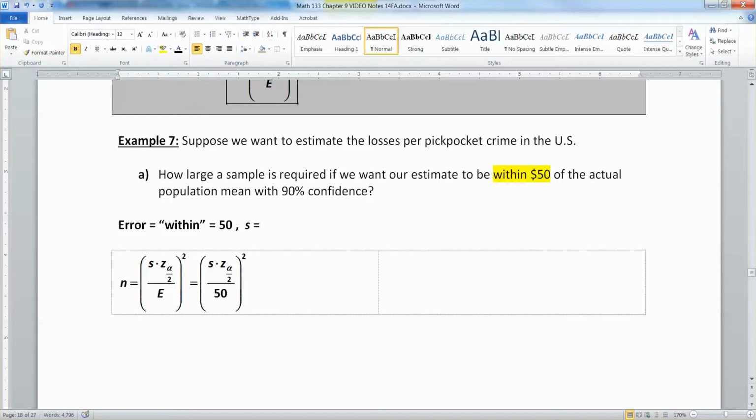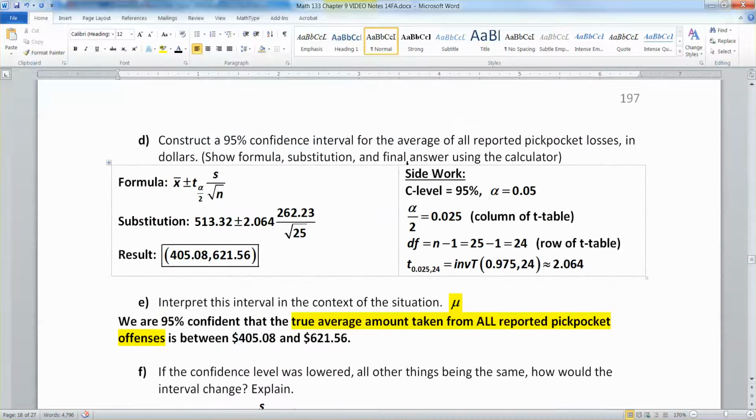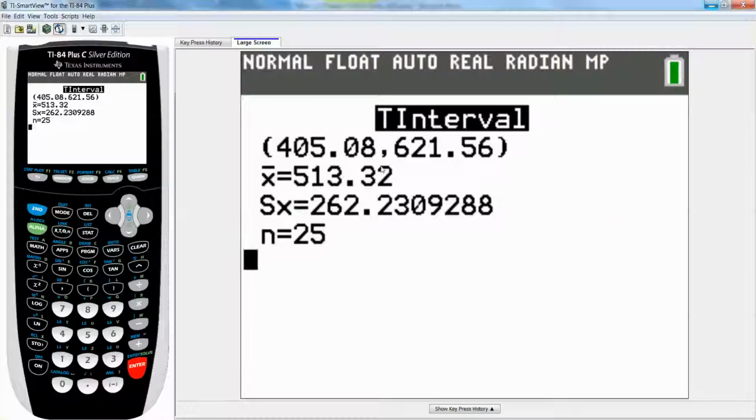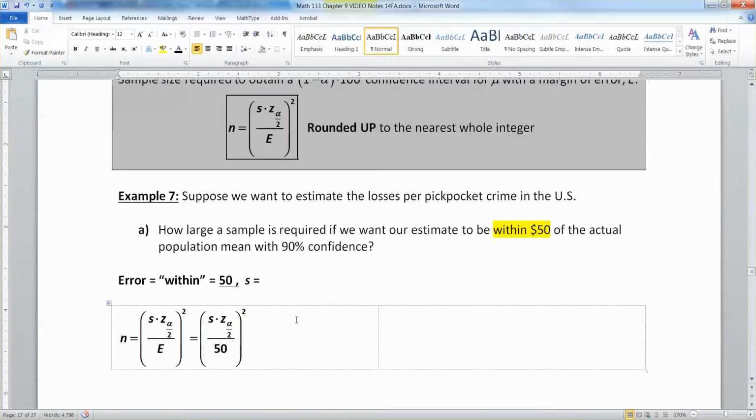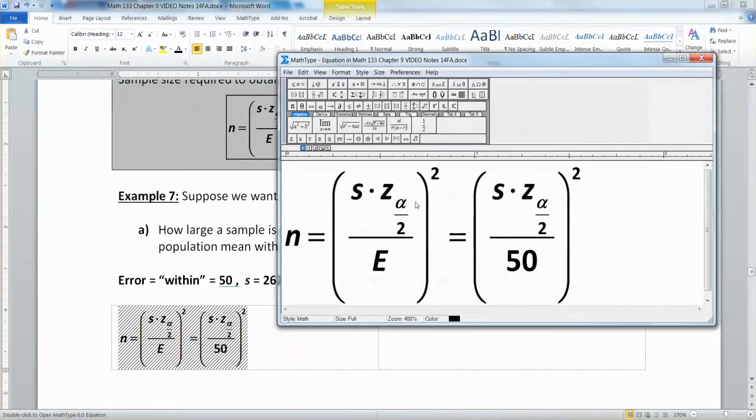s was calculated earlier to be 262.23. So we calculated it when we ran one variable stats. It's also still sitting here from the confidence interval, 262.231 if you like. It was calculated earlier using one variable stats. Sometimes they'll just give them to you in the problem. This particular one did not, so that's fine. So we'll put in 262.231 right here.